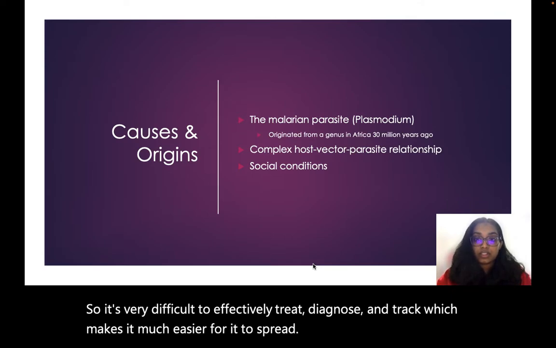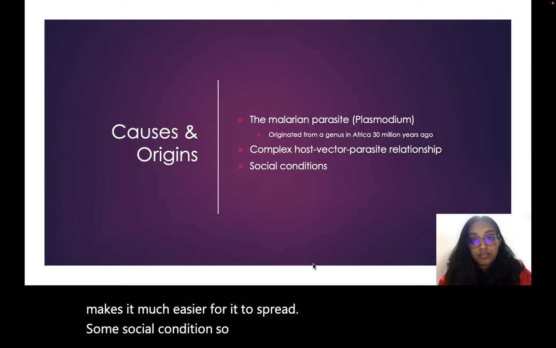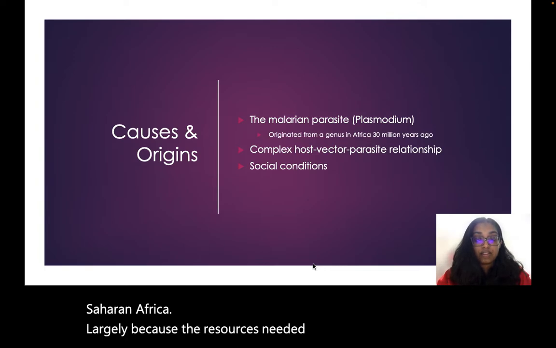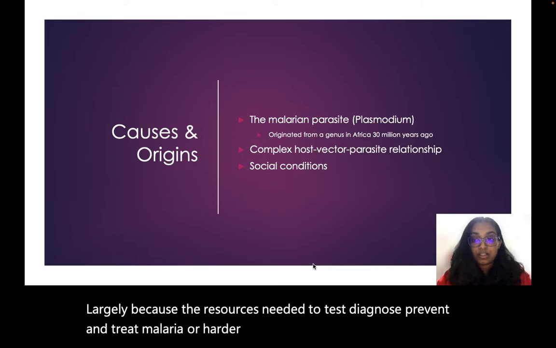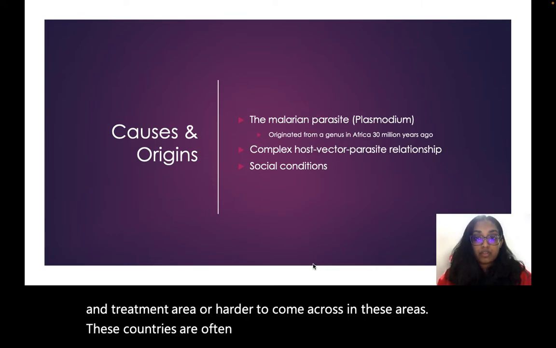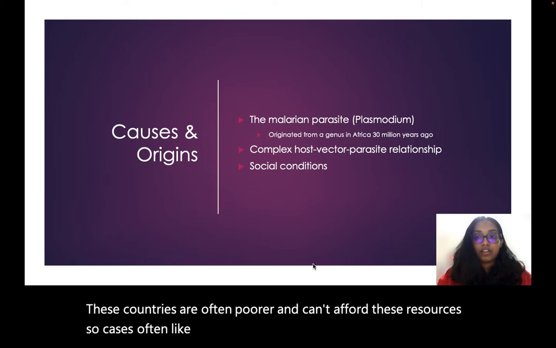Some social conditions, yeah. So, almost 2/3 of malaria cases are in sub-Saharan Africa, largely because the resources needed to test, diagnose, prevent, and treat malaria are harder to come across in these areas. These countries are often poorer and can't afford these resources, so cases often skyrocket. This is also true for other poorer tropical countries.